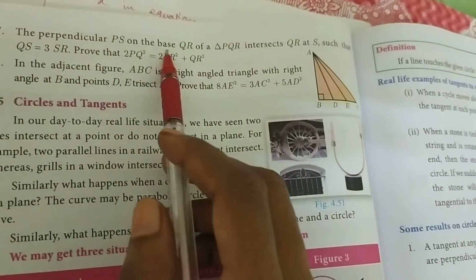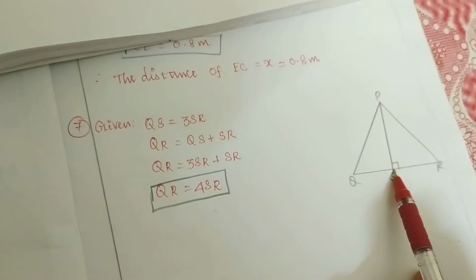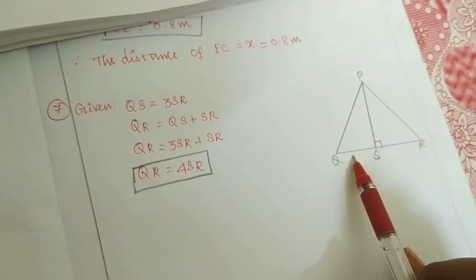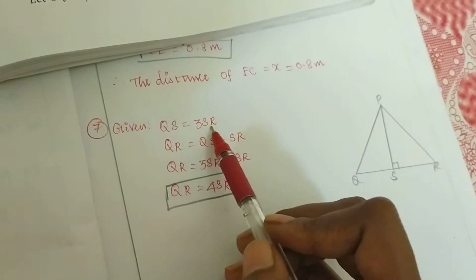The perpendicular P is on the base QR. This is a diagram. QR is the base, so the perpendicular from P is S, which intersects QR at S. What is given is that QS is equal to 3 times SR.